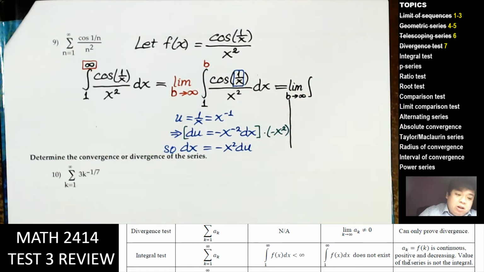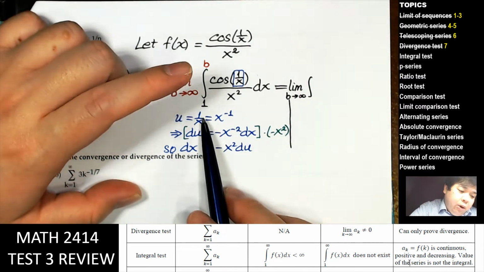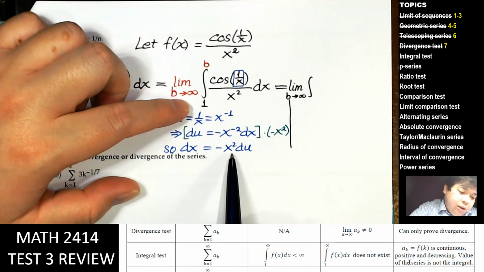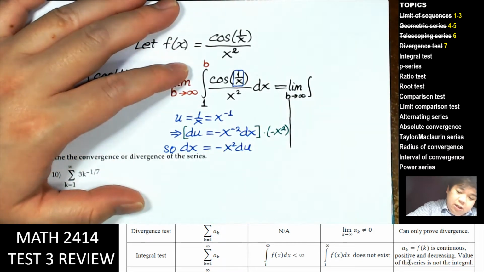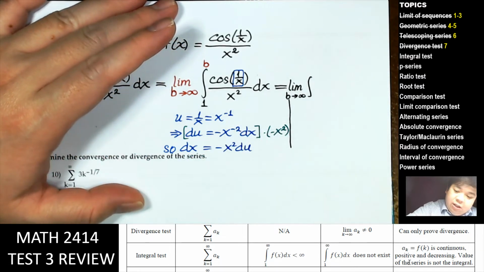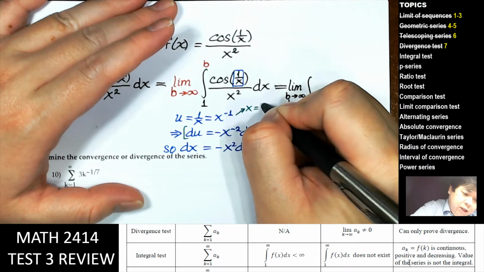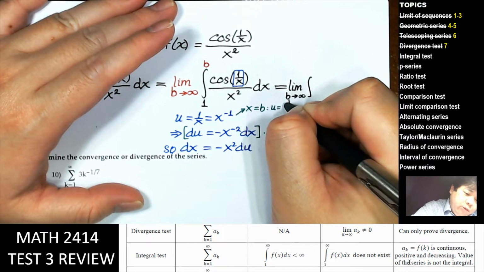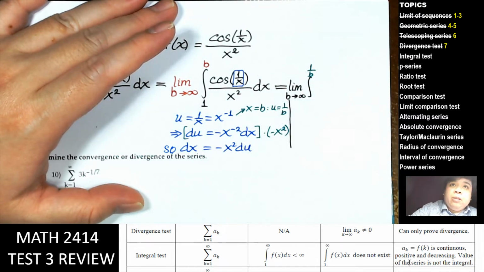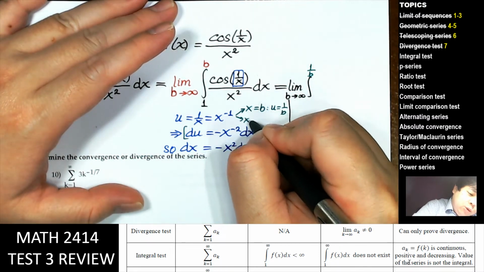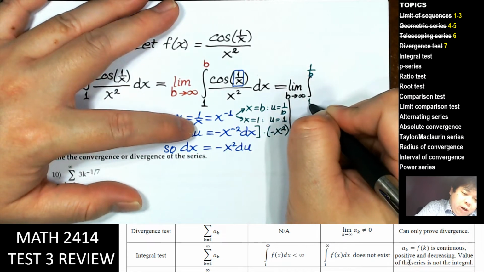As far as the limits go, when u is 1 over x, when x equals b, u is 1 over b. When x equals 1, u is equal to 1 over 1, which is still 1.